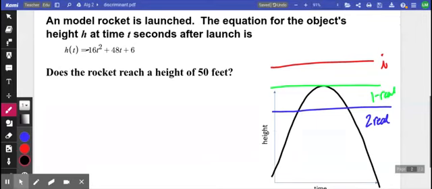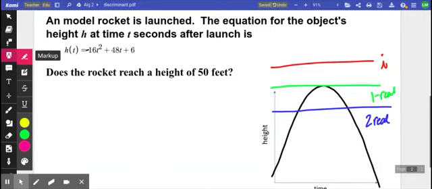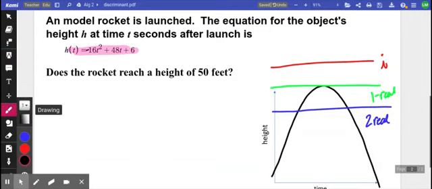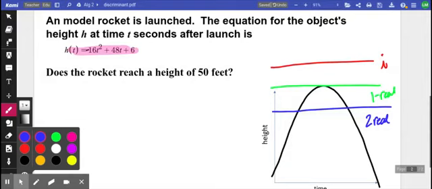So a model rocket is launched. The equation is below, and here we go, there's my function for that rocket. Does the rocket reach a height of 50 feet? If you take a look at my graph here, I have 3 different options for my rocket that is on the black. The first one is it can hit this blue graph twice, right? If this blue here is 50 feet, it could hit 50 feet 2 different times, going up and then going back down.